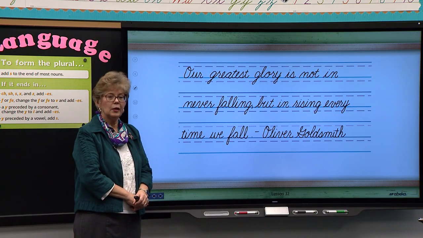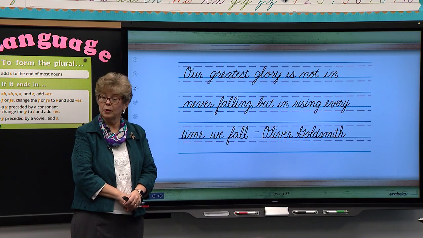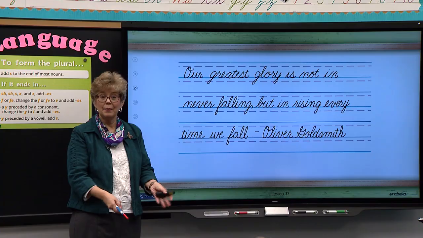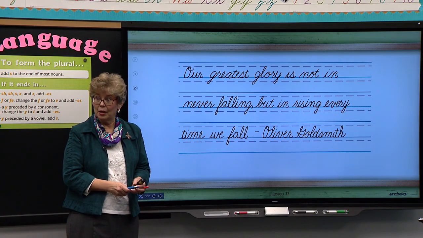Oliver Goldsmith. Simply means that it's not that we never fail or we never fall down, but when we fail or we fall down, we get back up and we try again. That's good advice for writing, for penmanship.